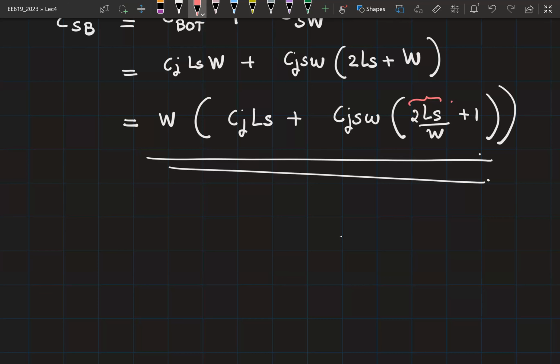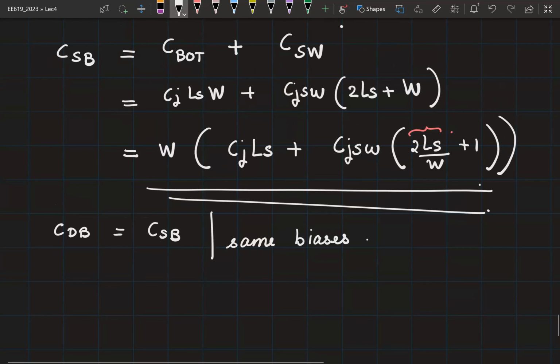Now, CDB will also be equal to CSB provided both of them have the same bias. So if the Cj and CjSW values are given, you should be able to calculate all these capacitances. Is this okay? So we'll take a break for 2 minutes. Please go through the notes and let me know if you have any questions.